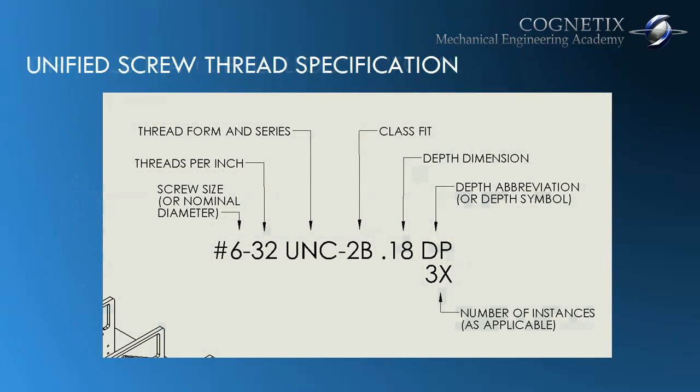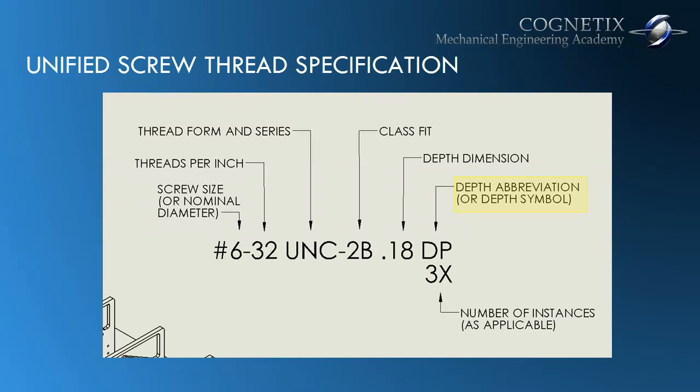So let's get into how to specify a threaded feature per the Unified Screw Thread Standard. We see the format of the callout here on the screen. Let's go from left to right. First, you see the screw size or nominal diameter, followed by a dash, then threads per inch, space, followed by the thread form and series, dash, class fit, another space, and then we have the depth dimension, space of course, and the depth abbreviation or depth symbol.